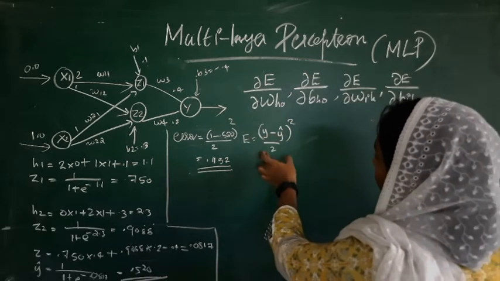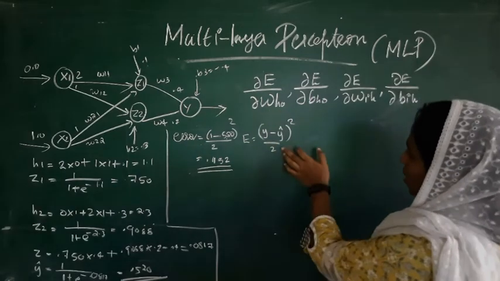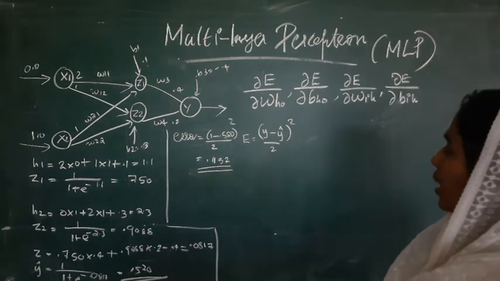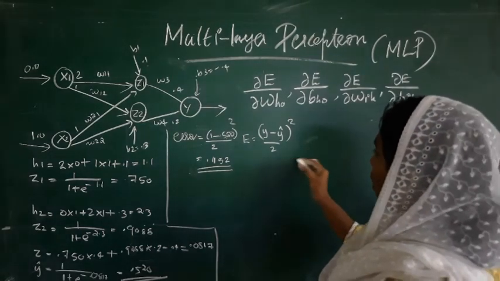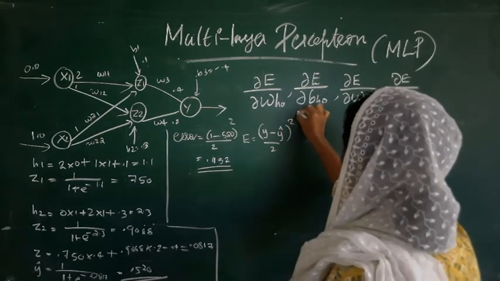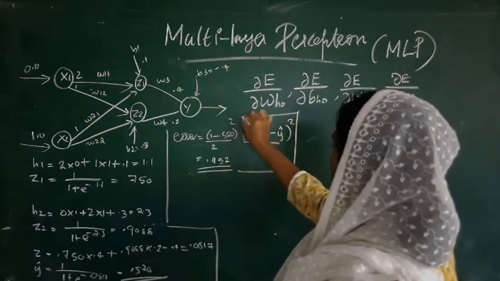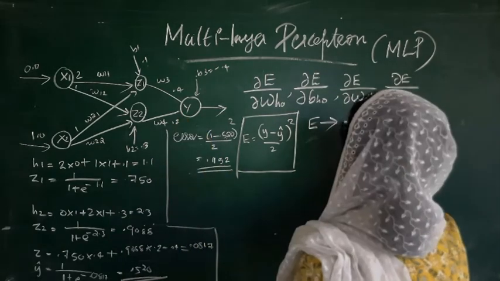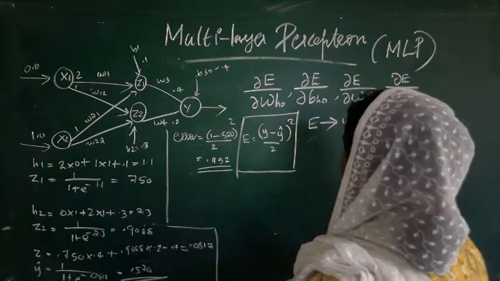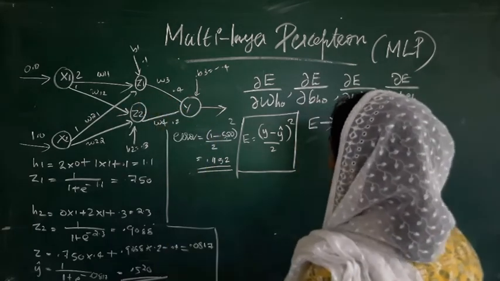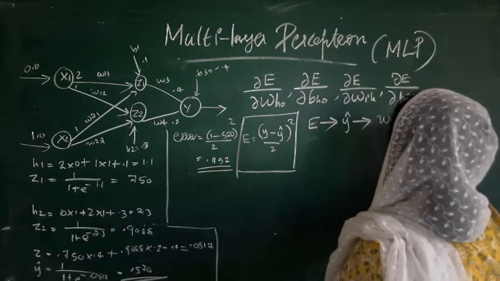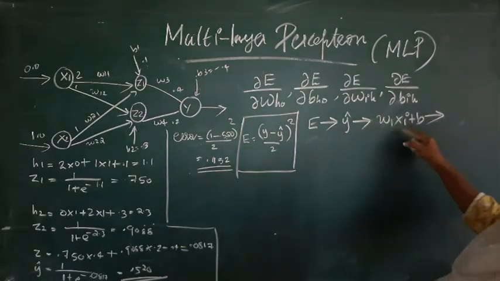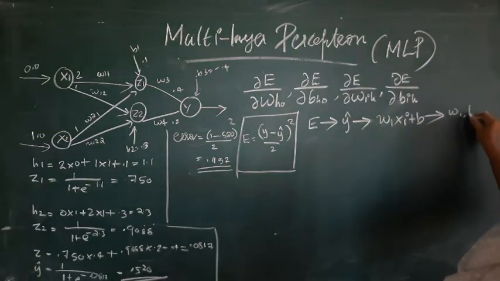So we know that there are no W or bias terms in the equation for error. So we have to apply the chain rule. Chain rule in the sense that, this is the equation for error, and error depends on the predicted value of output, right? The predicted value of output comes from the weighted sum of inputs and bias. So these values depend upon weights and biases, right?